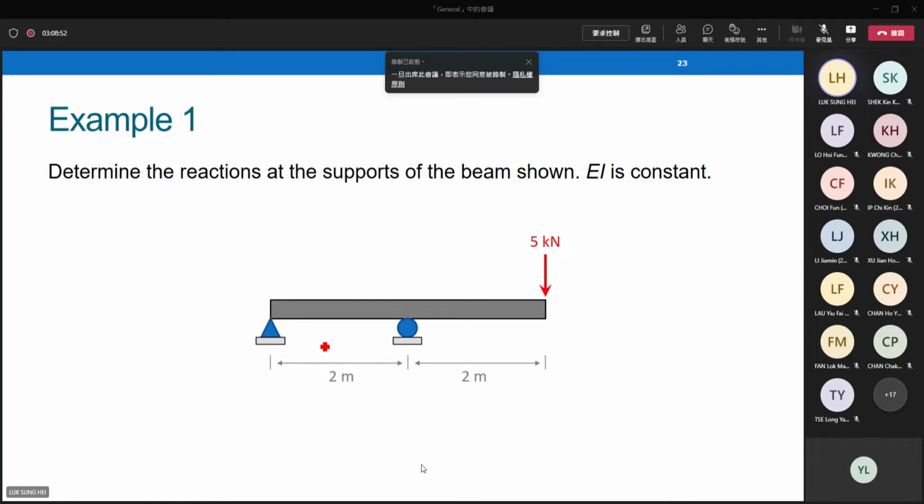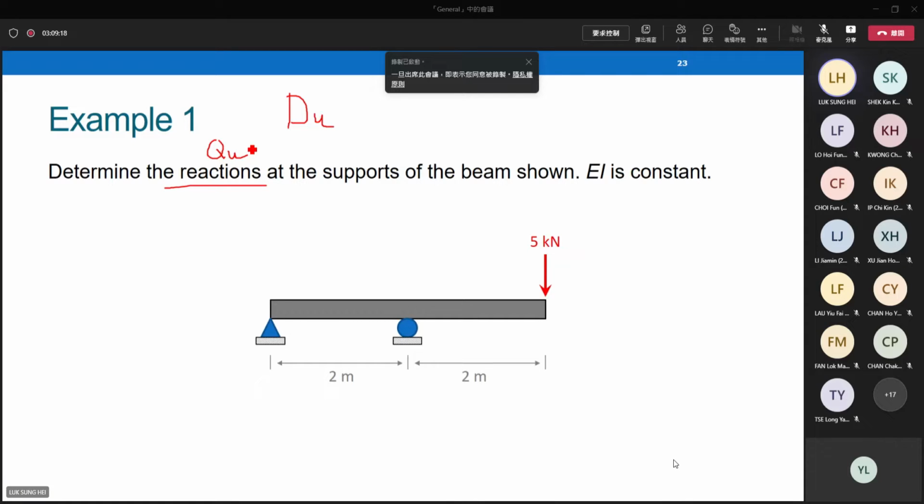The question requires us to find out reactions. But you know, in the stiffness method, we have no choice. We always need to find out unknown displacement first. Otherwise, you cannot find out unknown reactions, QU. So although I did not ask you to do so, according to the procedures, you also need to find out DU, unknown displacements.